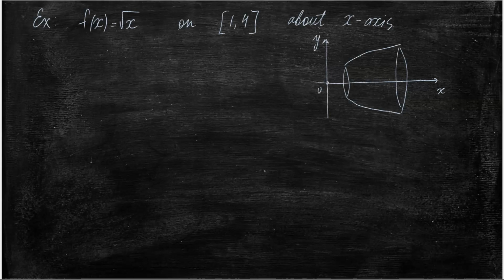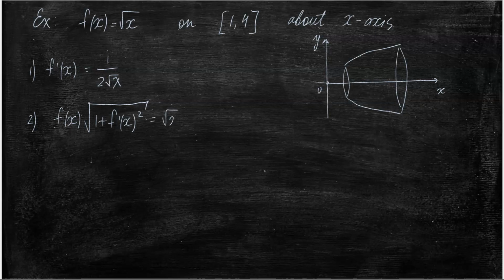And we're going to do it in steps. First thing we're going to do is find the derivative of the function, which is 1 over 2 radical x. Then we're going to plug in everything into that radicand and try to simplify. So f of x is square root of x. 1 plus f prime of x squared is this.